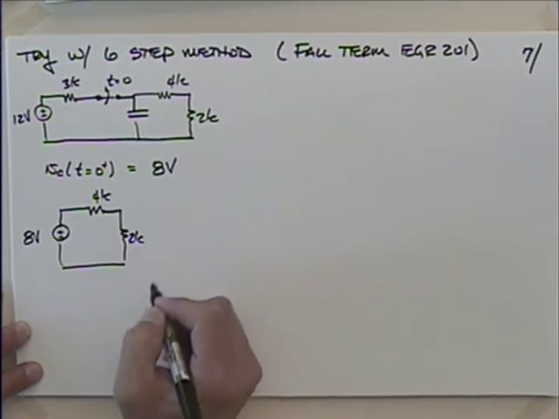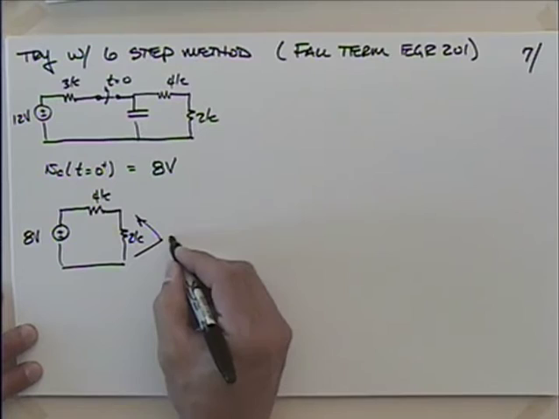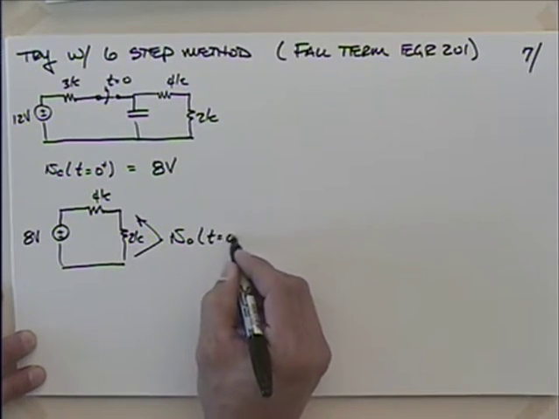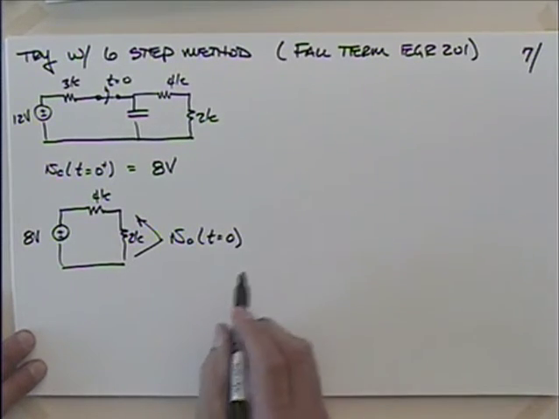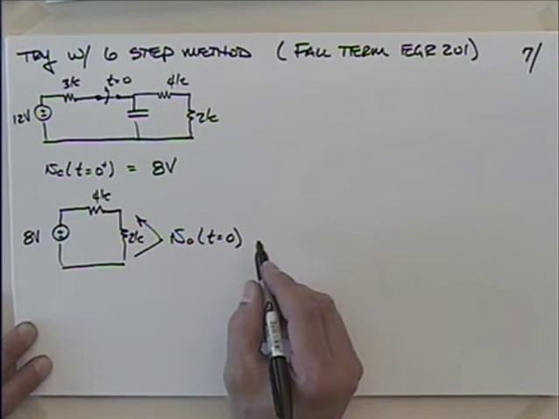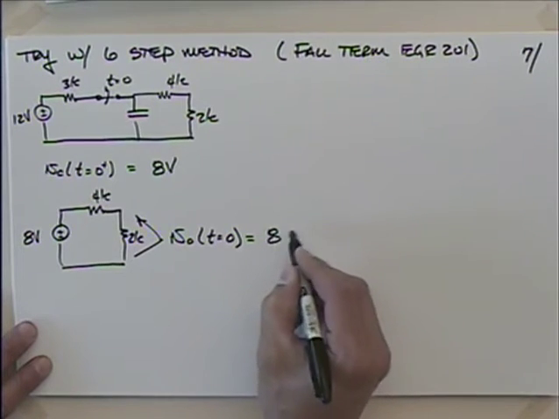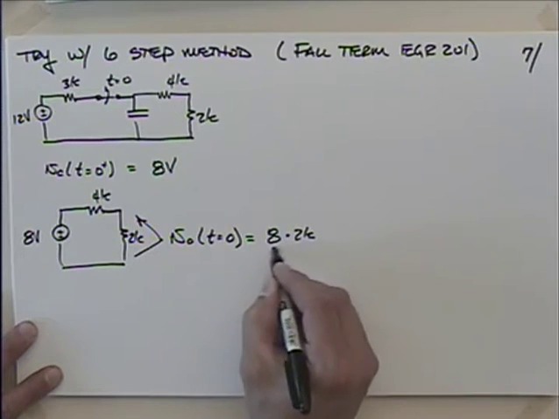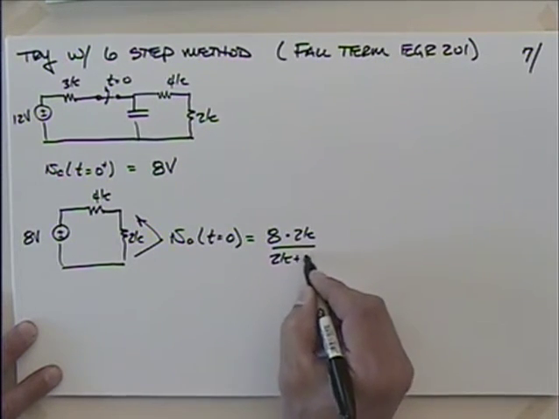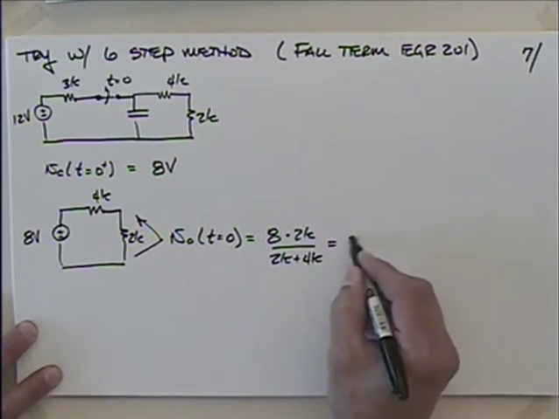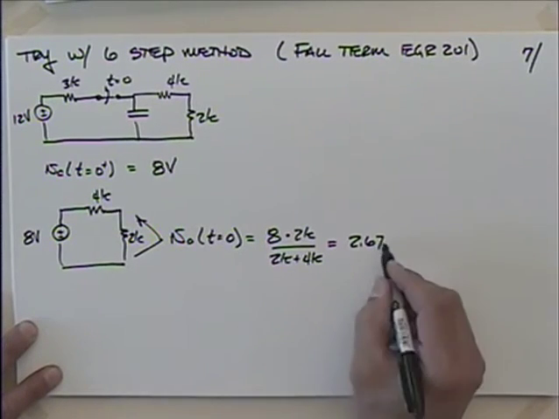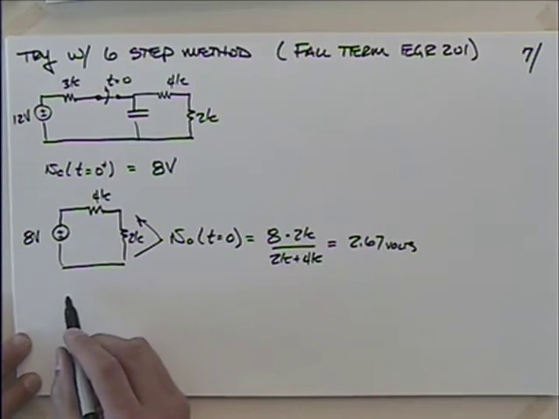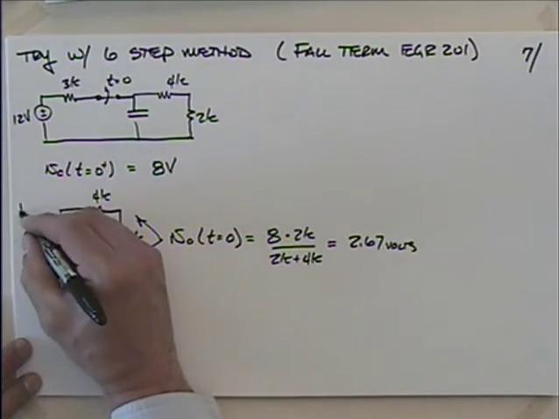4K and 2K. And so we look at this then as V naught at t equals 0. So what's that going to be? Simple voltage division, right? 8 times 2K divided by 2K plus 4K is 2.67 volts. So then what do we do? We wait for a little time. I mean, this is at t equals 0.